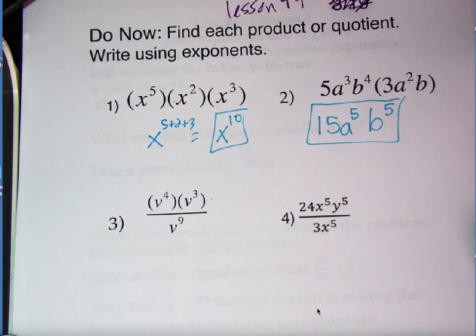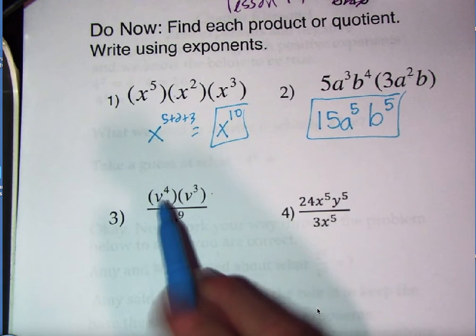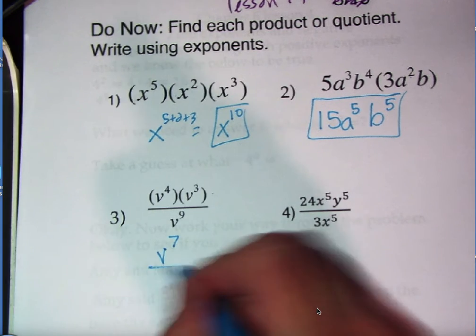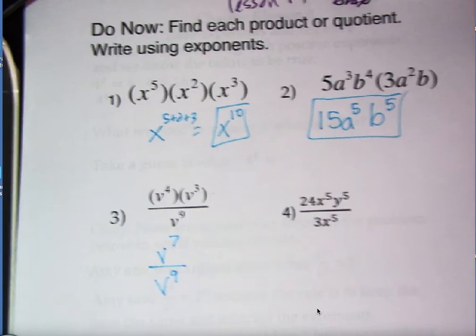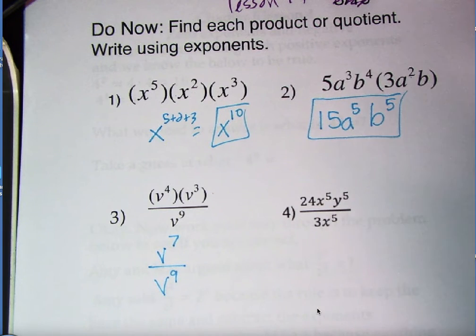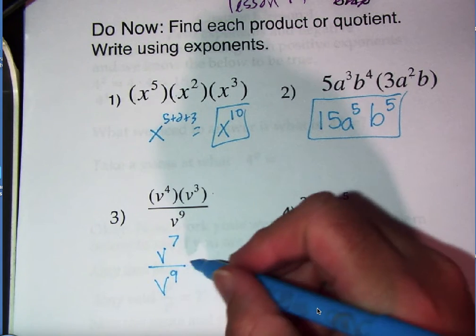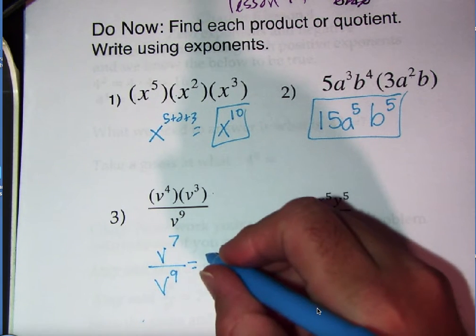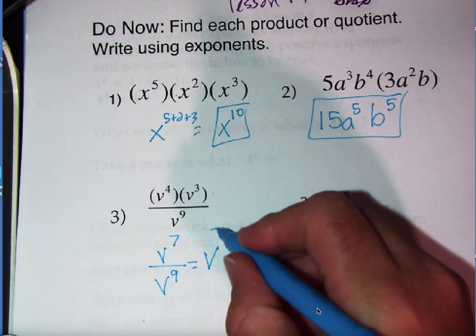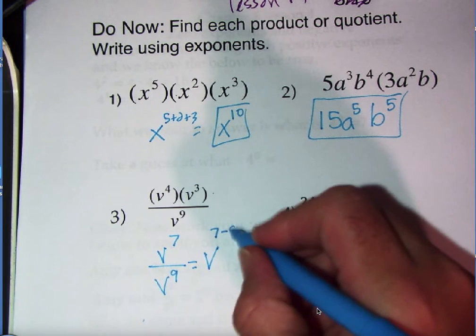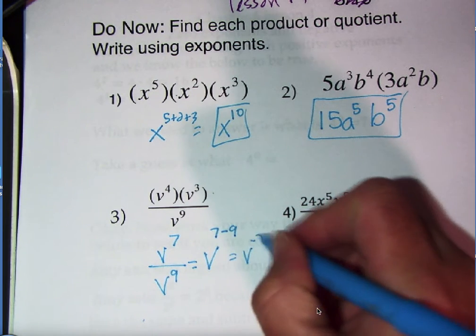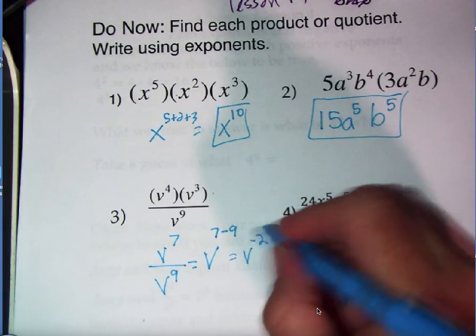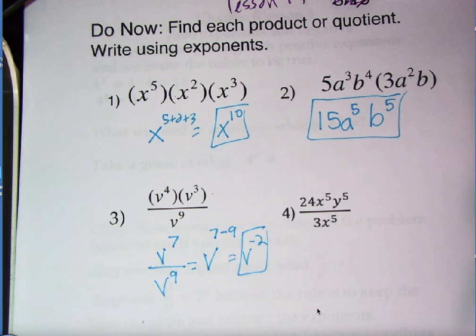Number 3, a little tricky. We have v to the fourth times v to the third. The rule is multiply, right? But now we have division, right? And the rule was divide any coefficients, which there are none, and then the numerator exponent minus the denominator exponent. So v to the negative second. Boom. And that was like for the homework last night.